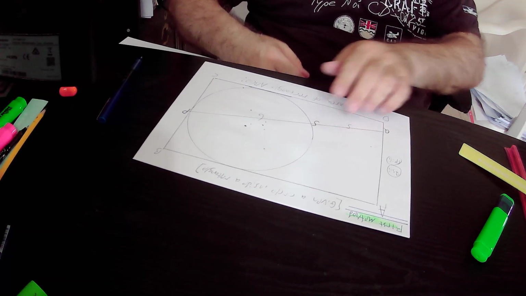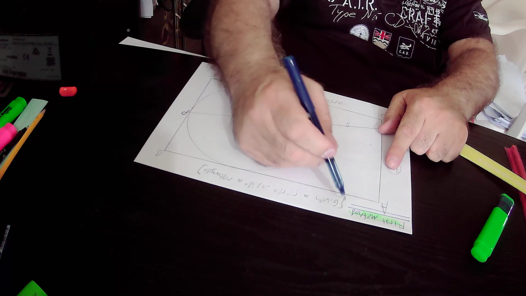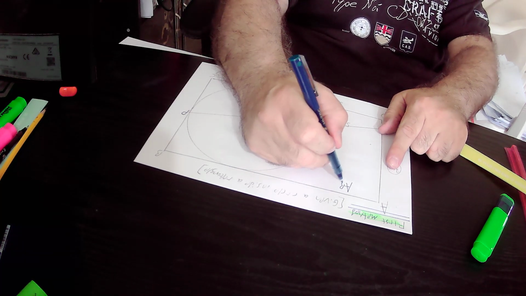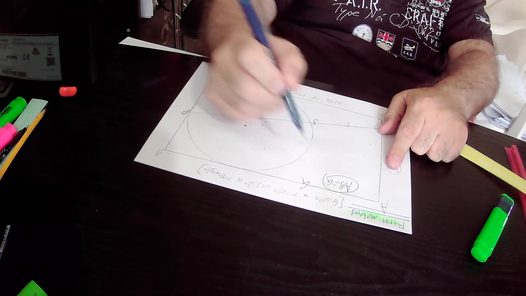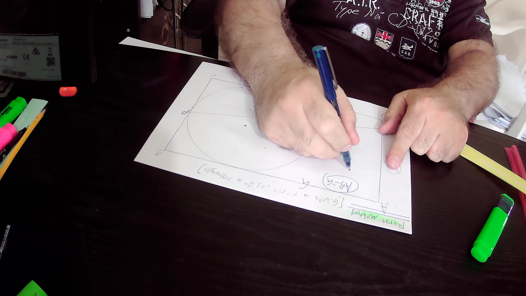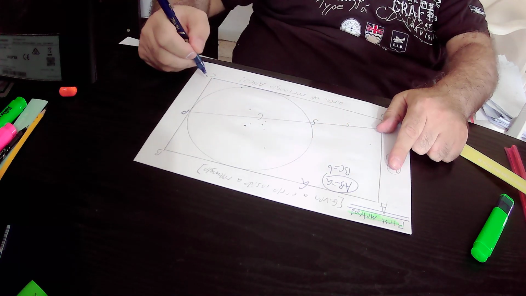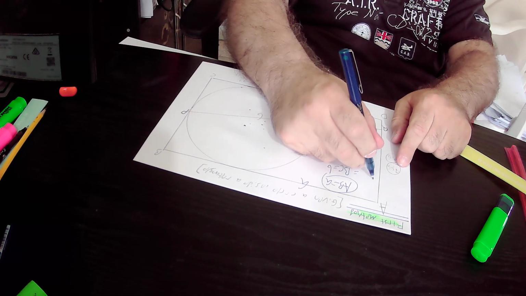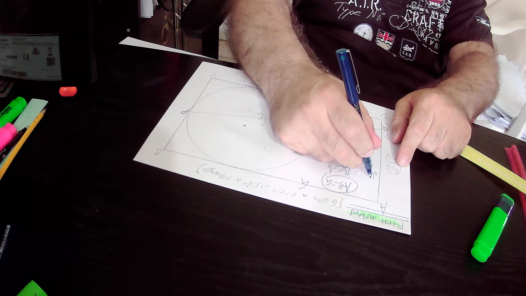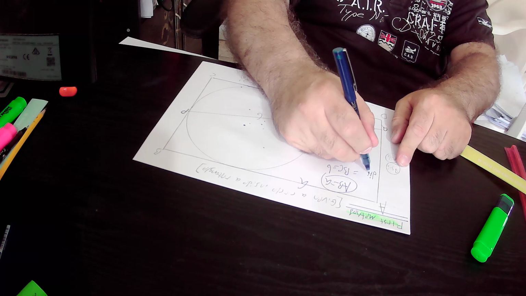Here we define side AB as A, AB equals A. We define side BC as B, BC equals B, and BC is also the diameter of the circle, so I'll write it down. It is very easy to prove that BC is the diameter of the circle, but we will not do it now.